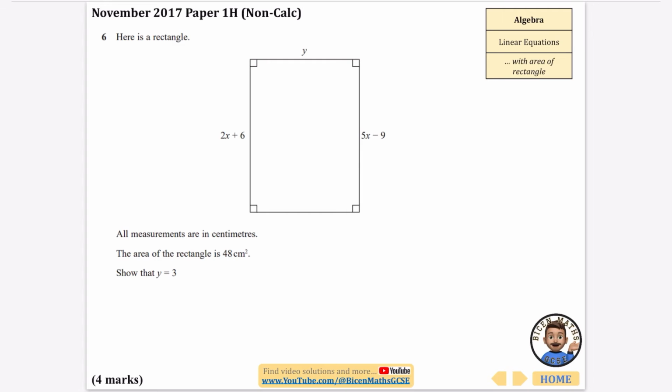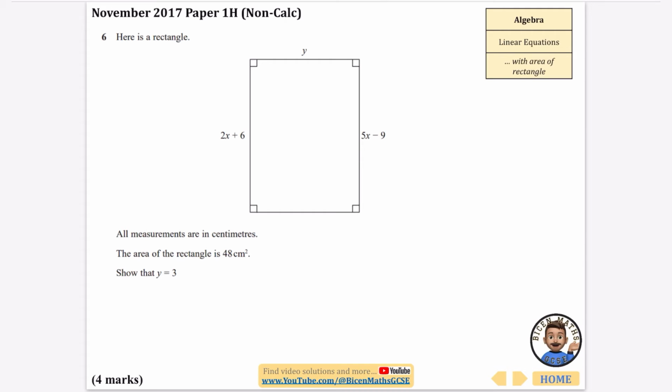Now we've got this one here, which again is in some kind of context, and it's with the area of a rectangle. Here is a rectangle. We've got y, 2x plus 6, and 5x minus 9. That's also going to be y. All measurements are in centimetres. The area of the rectangle is 48. Show that y equals 3.